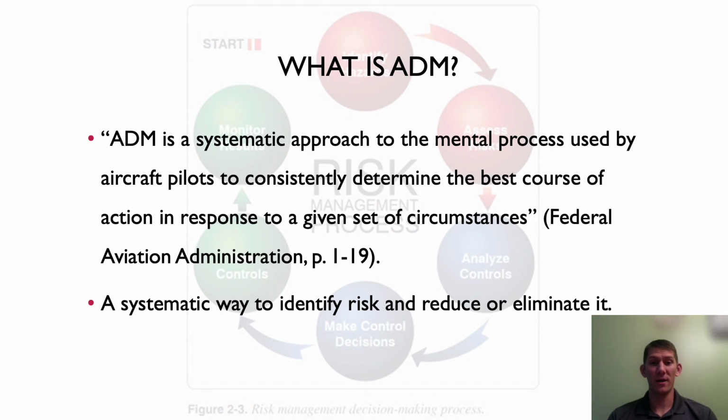What exactly is aeronautical decision making? According to the FAA, it is defined as a systematic approach to the mental process used by aircraft pilots to consistently determine the best course of action in response to a given set of circumstances. Basically, it's a systematic approach to identifying risks involved with our flying and then attempting to implement controls to either reduce that risk or eliminate it altogether, and then determine how effective the control is that we put in place for that risk.